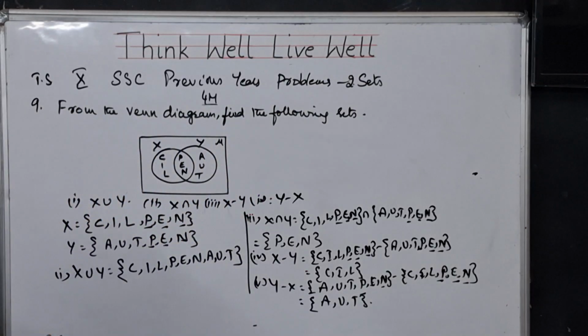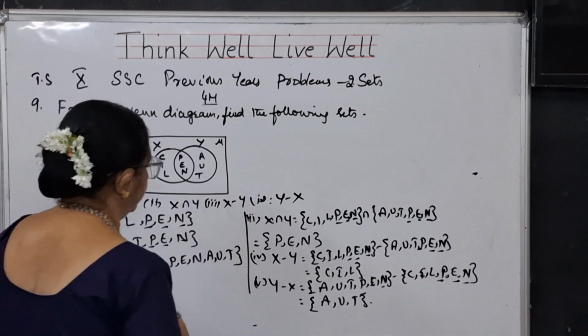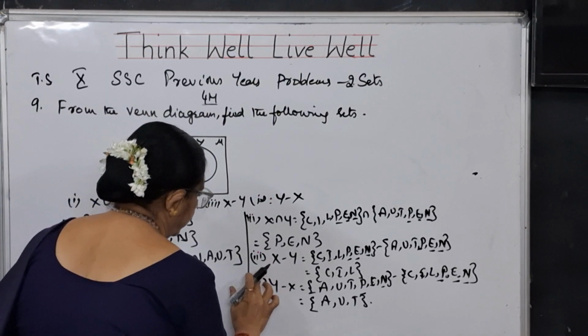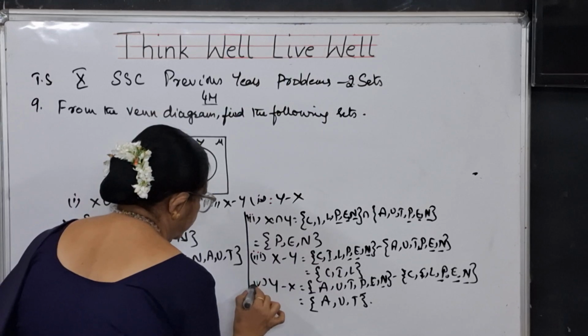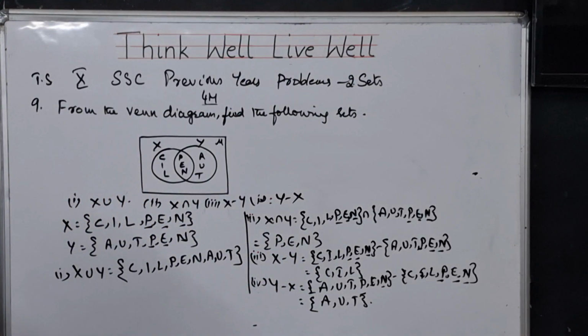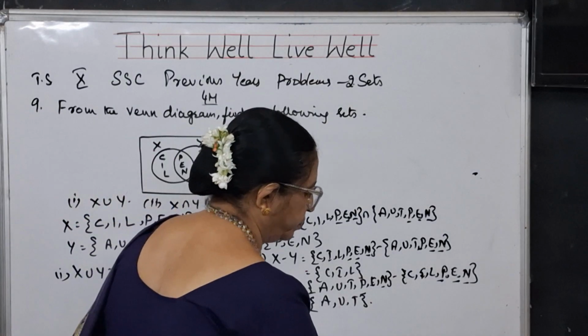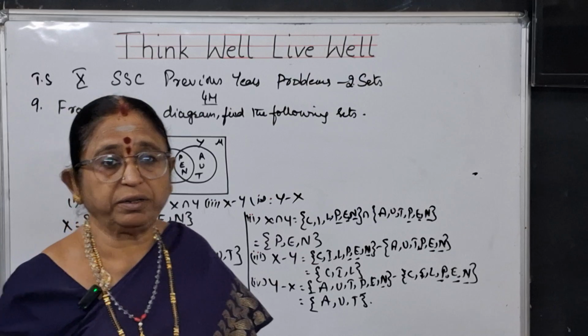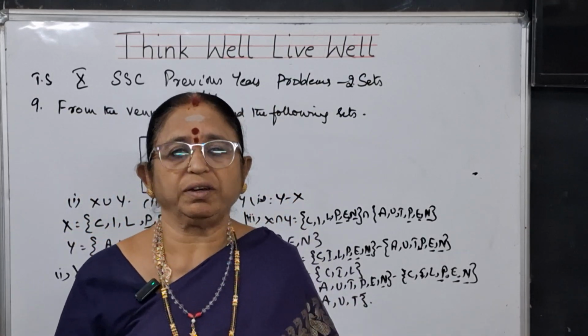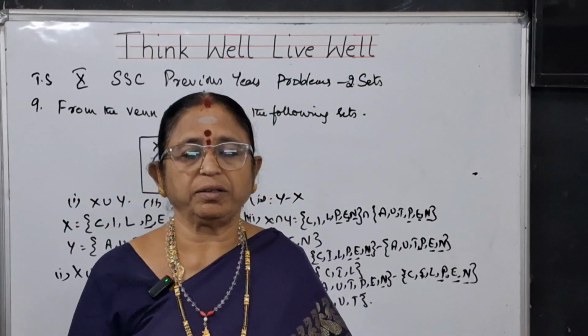So I hope I am clear. This is first bit. This is second bit. This is third bit, and this is fourth bit. So 4 bits they have asked, 4 bits we have answered. So with this, I have completed these 4 marks questions in sets, children. Next class we will be doing essay type questions.